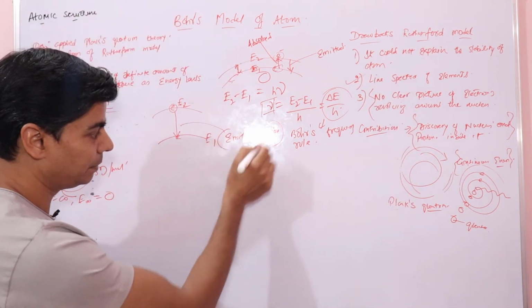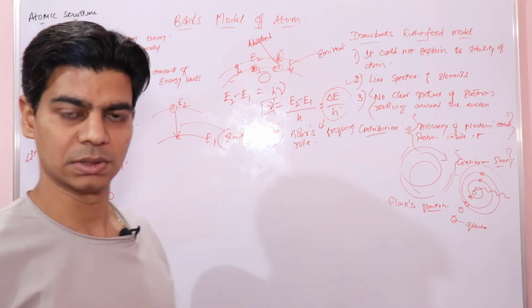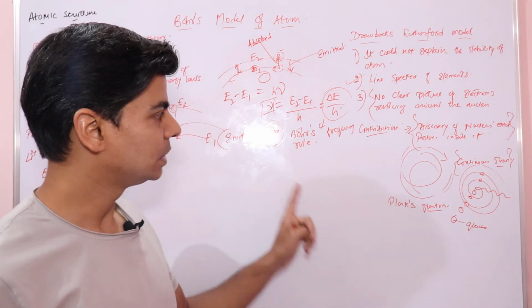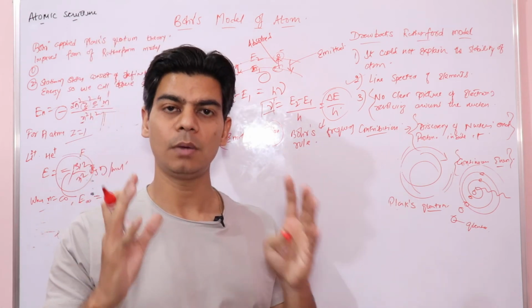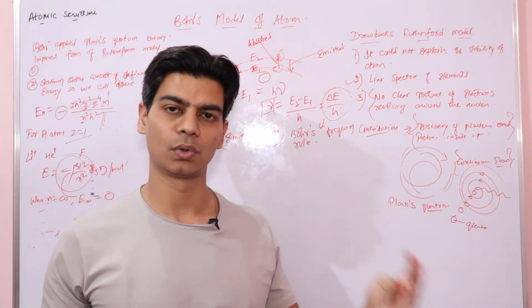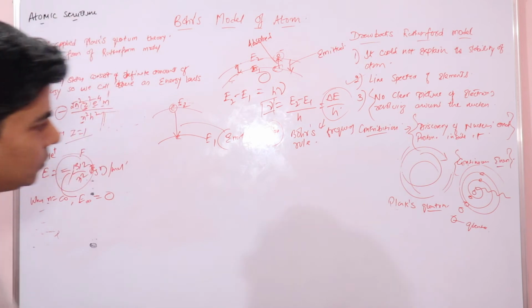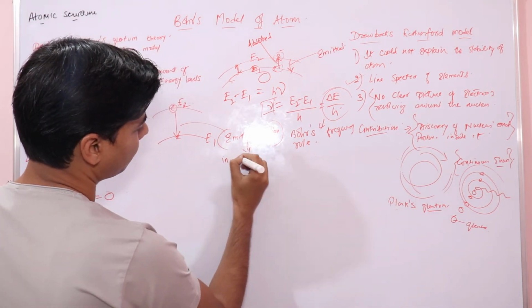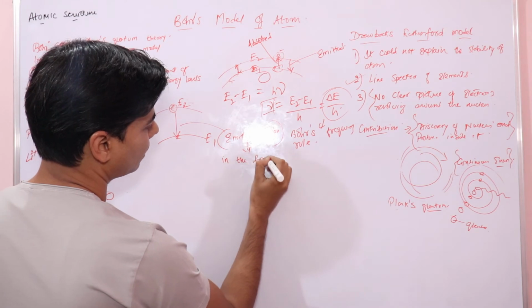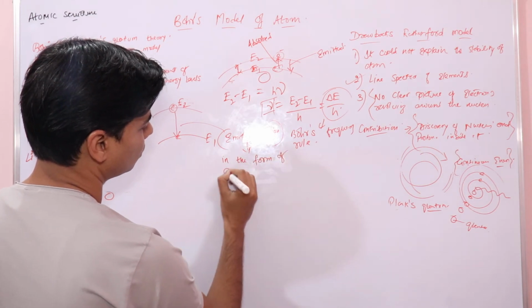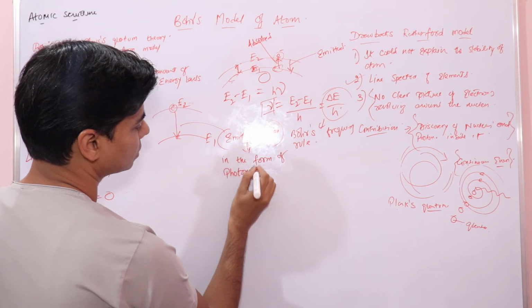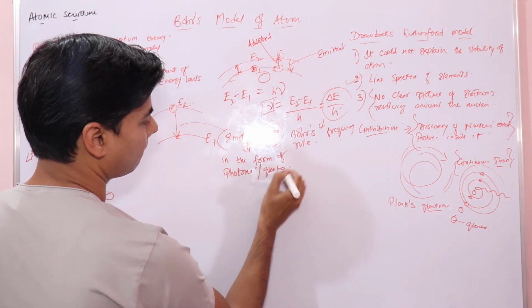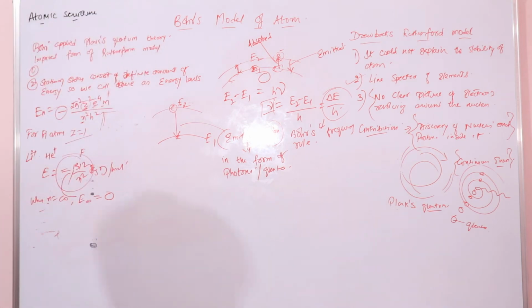This energy emission is not continuous. Remember, it is not continuous, but in the form of small packets of energy, which we call photons or quanta. The electron emits radiation in the form of photons, or quanta, which are small packets of energy.